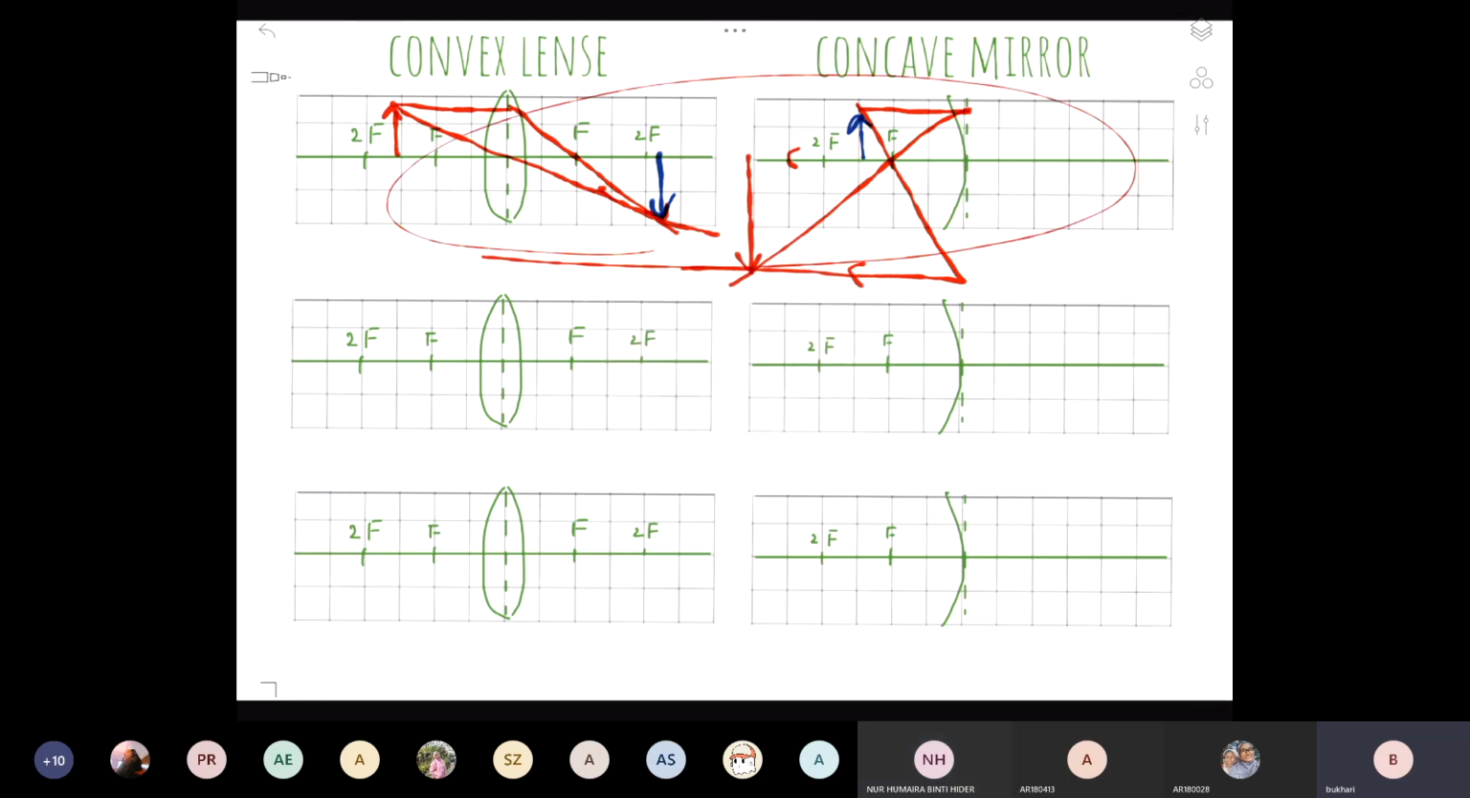So can you tell me the characteristic for both situations? Is it the same or not? Same. Yes. Okay, now let's go on to the next one.